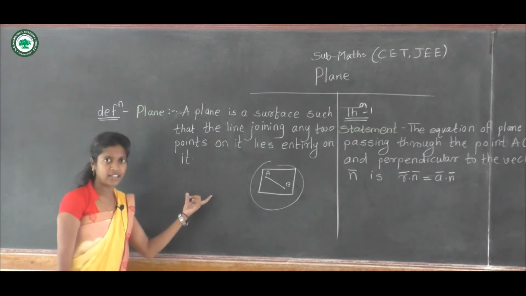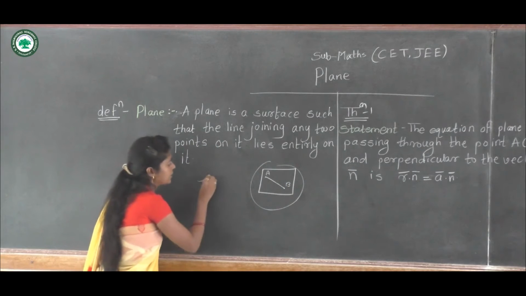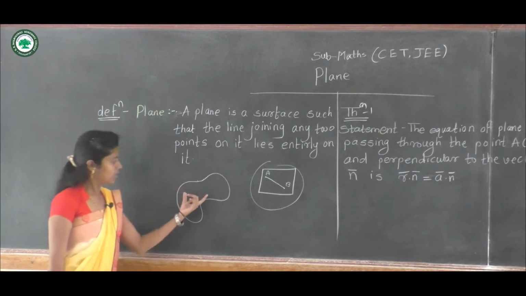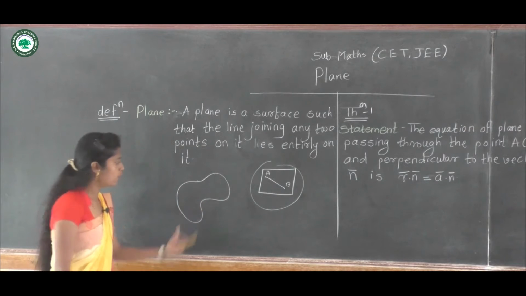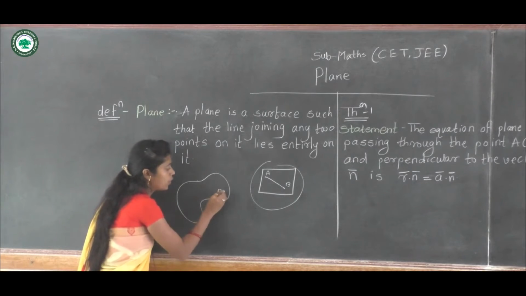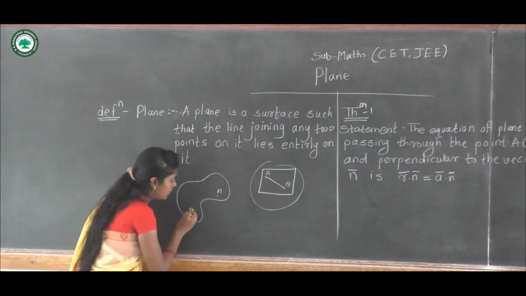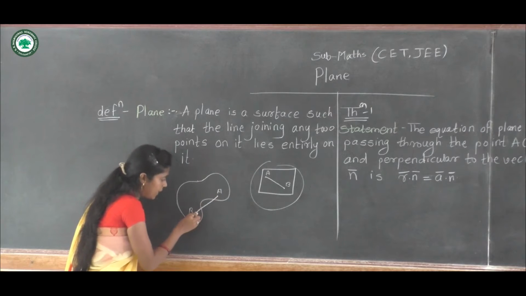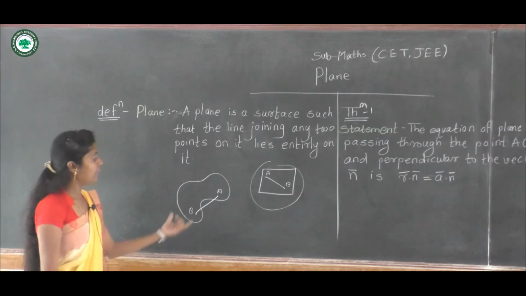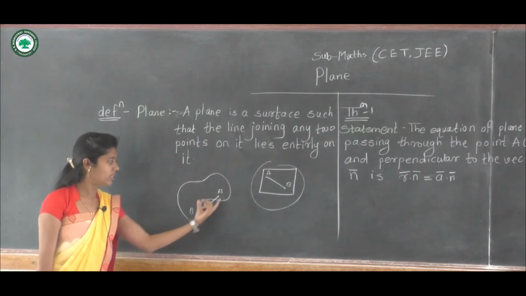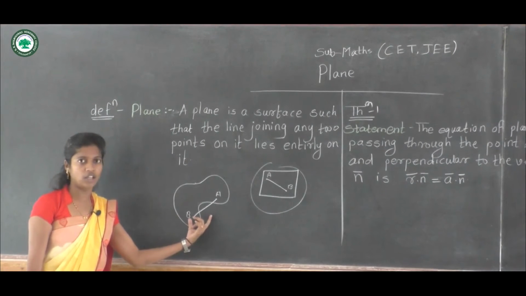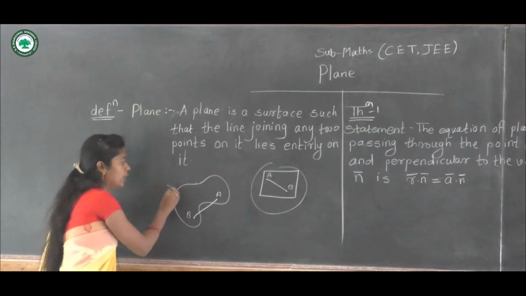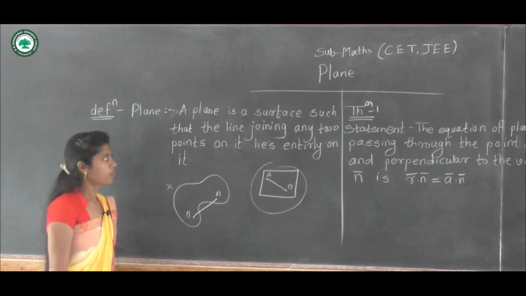Suppose we take another surface like this. Similarly, taking two points on this surface, the first point is A, the second point is B. Joining A and B gives line segment AB. And we can see that this line segment does not lie entirely on the surface. Therefore, this is not a plane.